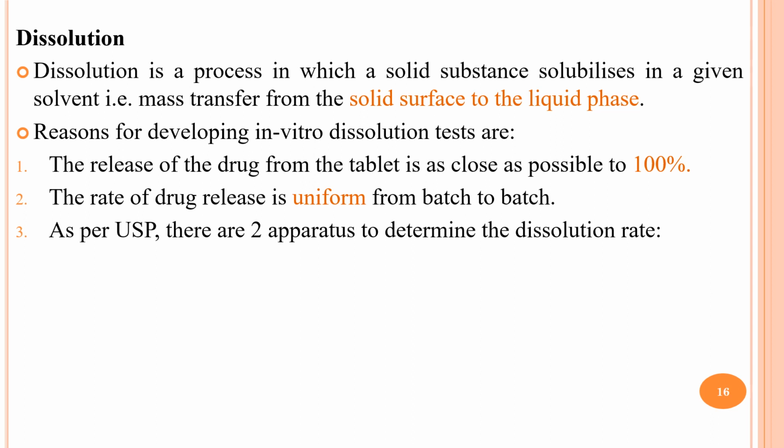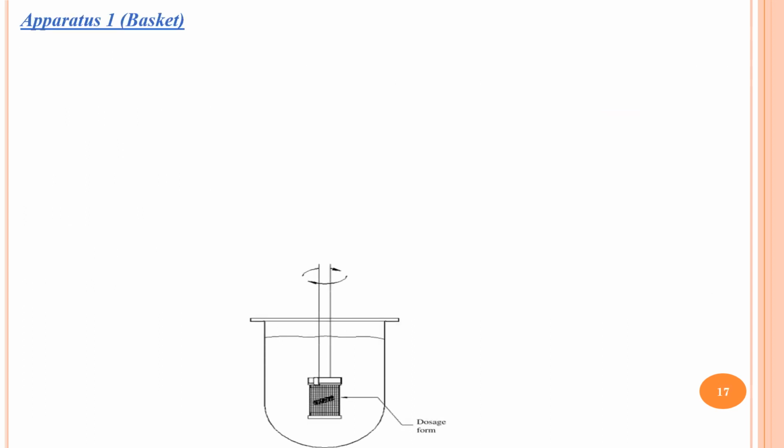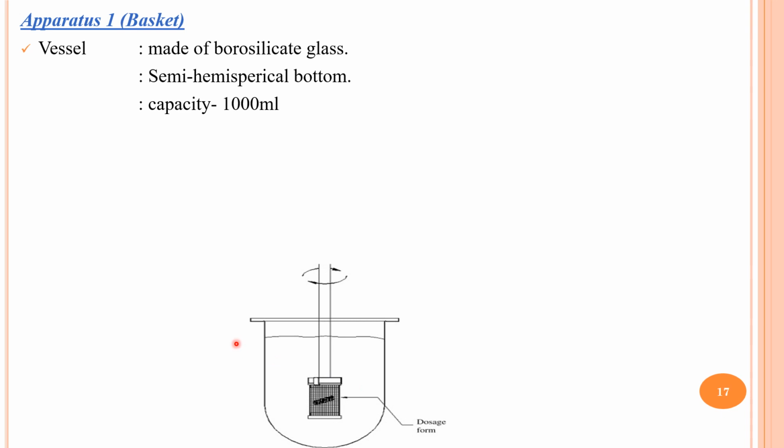As per USP, there are 2 apparatus to determine the dissolution rate. The apparatus 1, that is basket, and apparatus 2, which consists of paddle. In apparatus 1, that is basket, it consists of a vessel which is made up of borosilicate glass and is semi-hemispherical at the bottom. It has a capacity of 1000 ml.